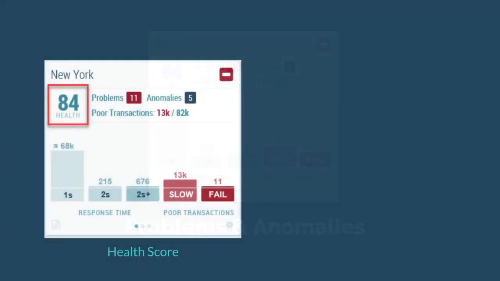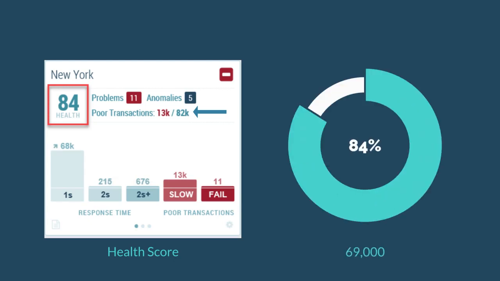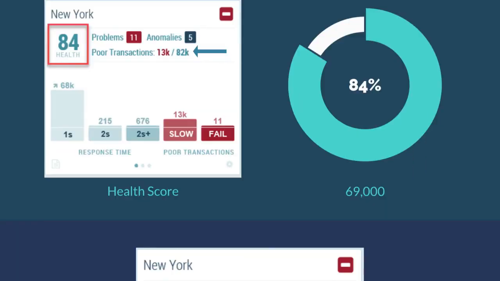The health score is calculated as a percentage of good transactions versus poor ones. In this example, it shows there are approximately 13,000 poor transactions out of 82,000. That means there are about 69,000 good ones, which represents 84% of the total. Thus, the health score is 84. This begs the question, what is a poor transaction?